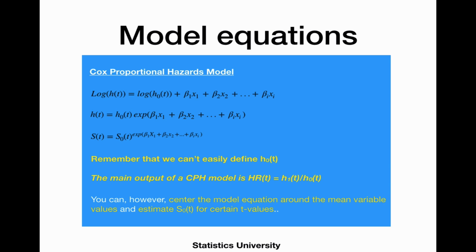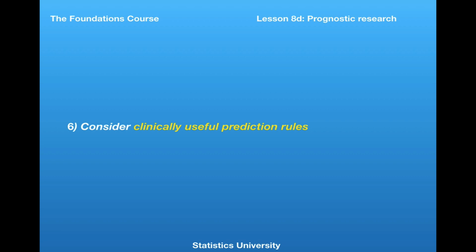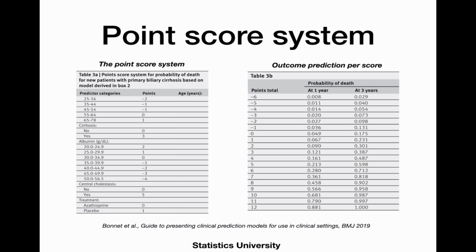So for example, 1 year, 5 years, 10 years, etc. And the sixth principle is to consider clinically useful prediction rules. So this refers to the way that you present your study results once a model has been internally and externally validated. And I can recommend this paper in the British Medical Journal that discusses the various possibilities in detail.